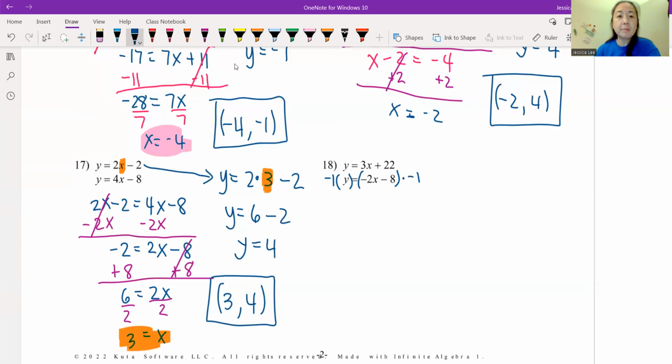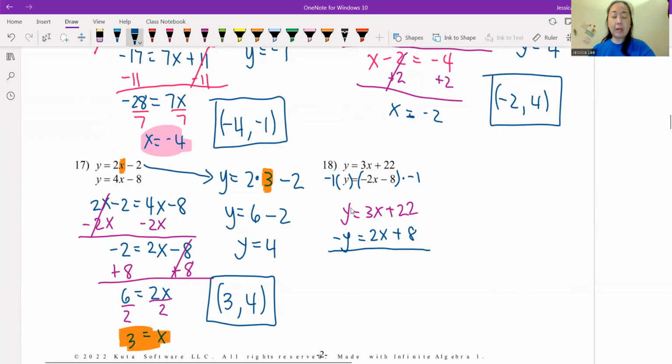All right, so I'm going to copy down the top part. So the top equation is y equals 3x plus 22. The bottom equation is now going to be -y is equal to negative times positive is positive 2x plus 8. So now we have the 2 equations, and now we're going to add them up. So notice that the y minus y, what happens? That just becomes 0, right? And that's going to be 5x, and 22 plus 8 is just going to be 30.